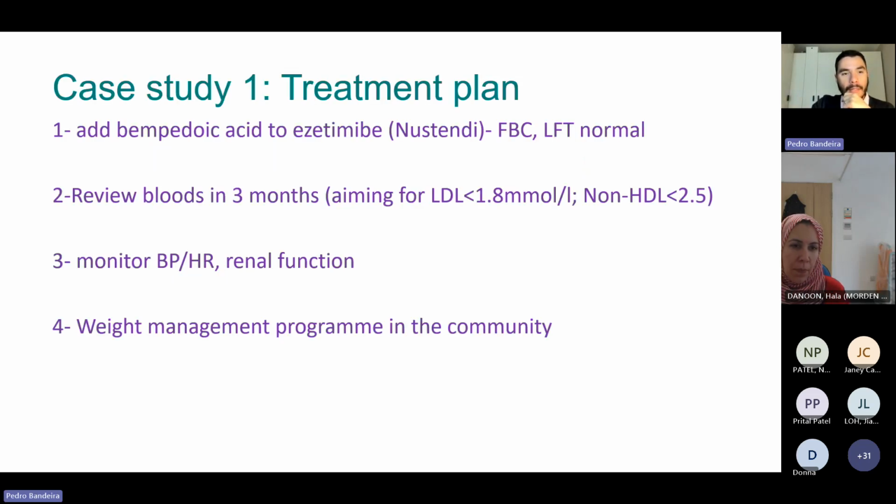So he was offered bempedoic acid and ezetimibe because at that time inclisiran therapy was not available. He was offered that, asked to review his blood tests in 3 months, and we were aiming for LDL less than 1.8 for secondary prevention. And we also offered a repeat renal function due to previous CKD, and we offered a weight management program in the community.